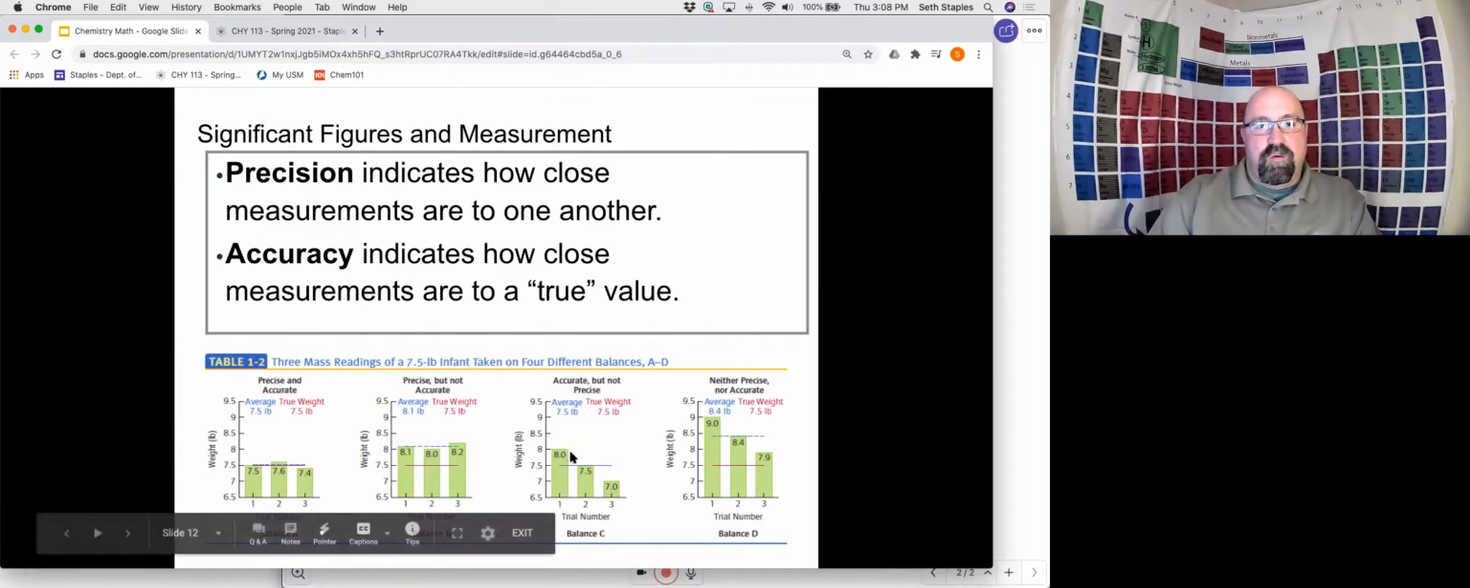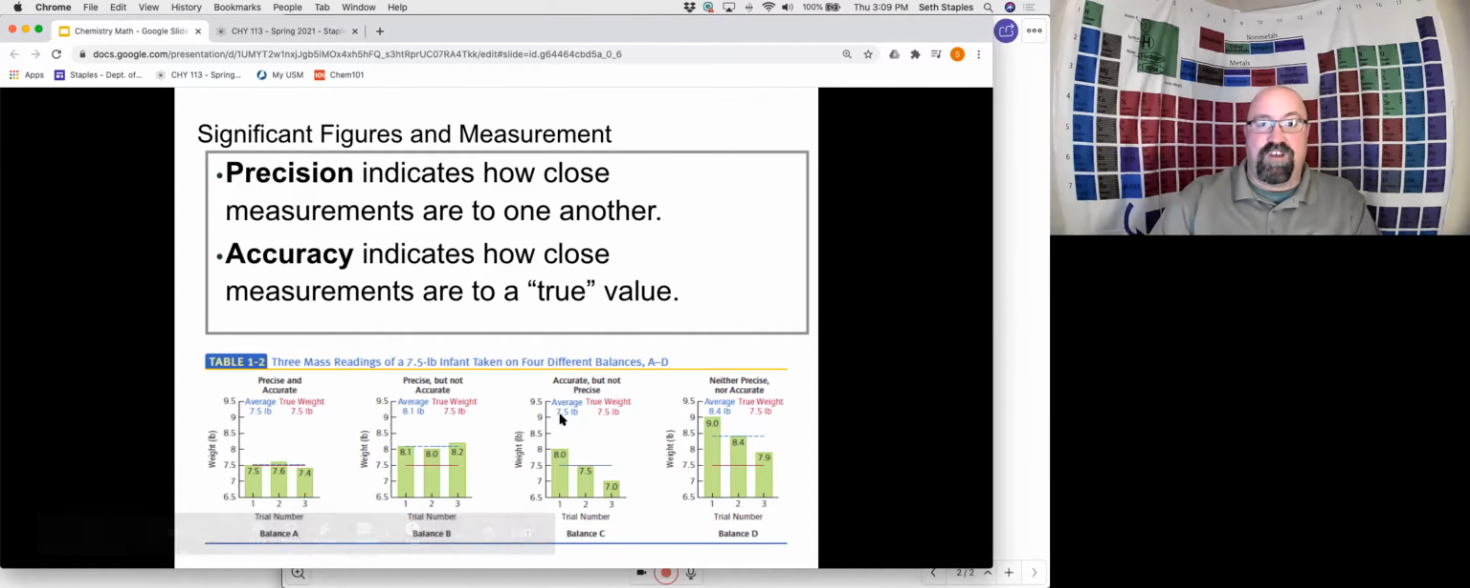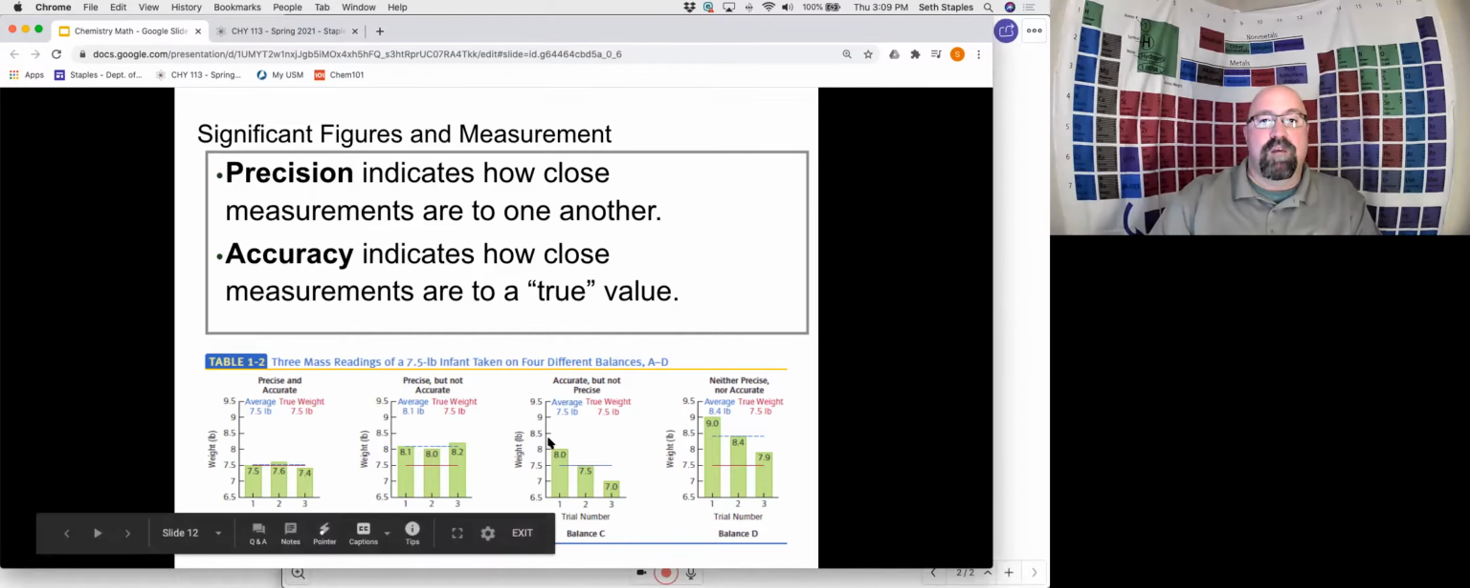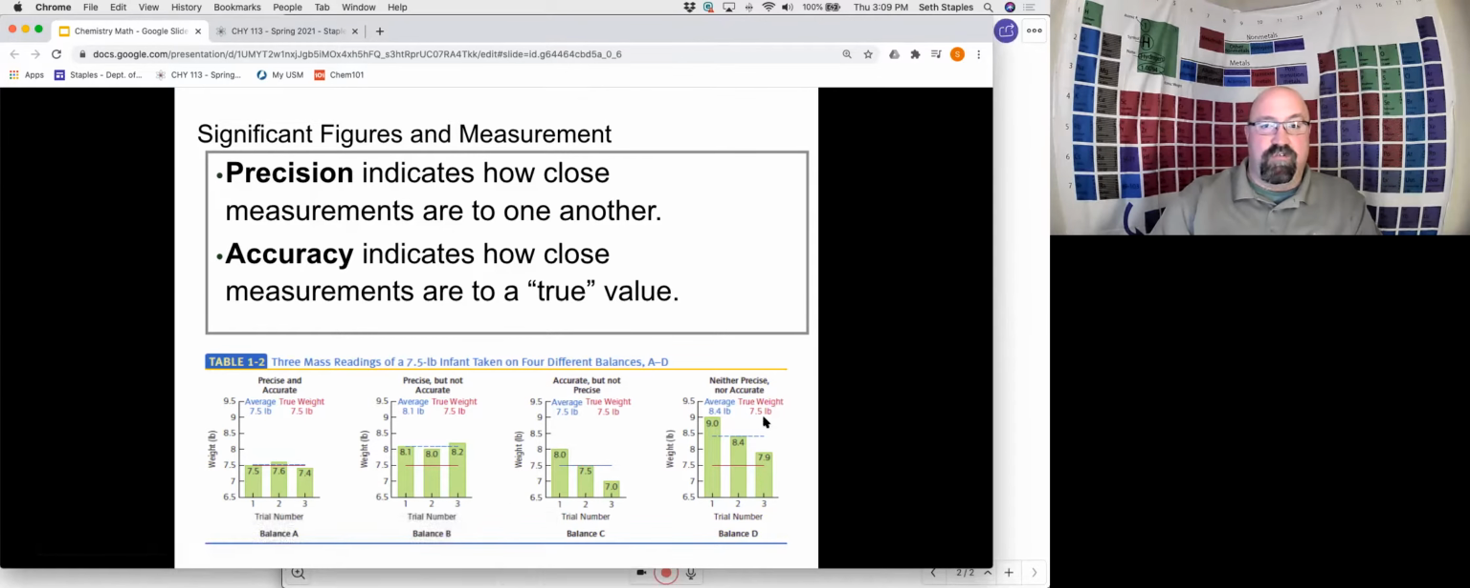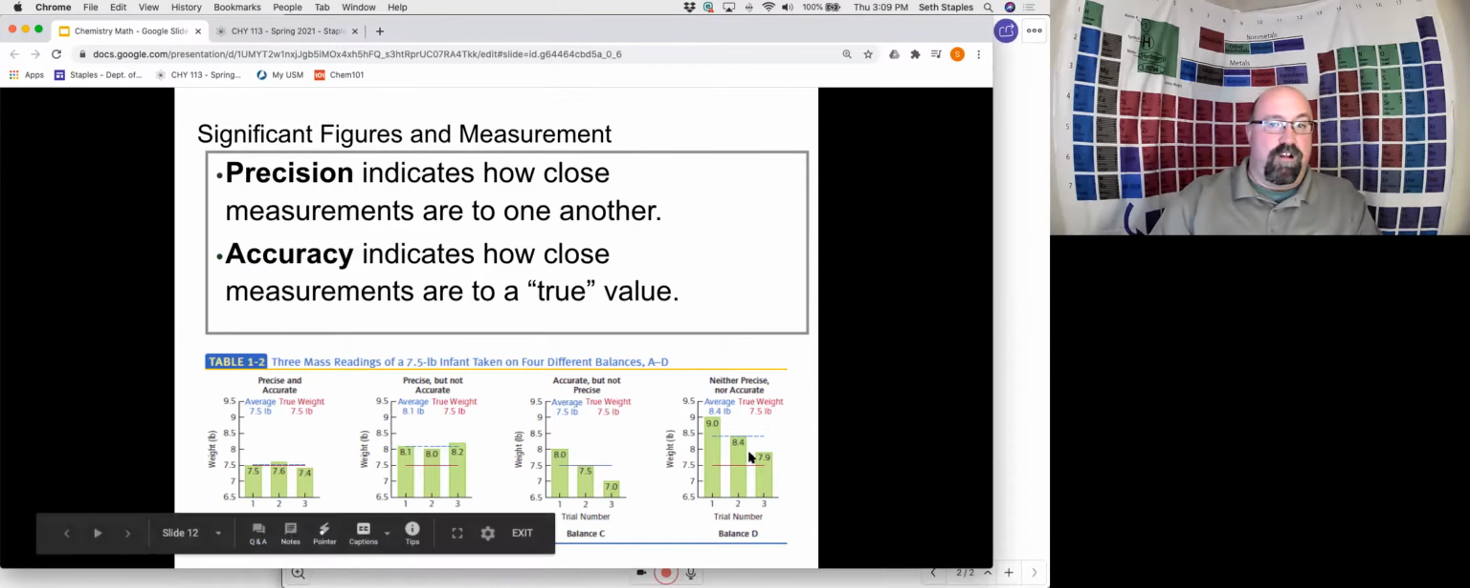Here, we have measurements that are sort of all over the place. So they're not precise, but they average out pretty close, or right on, actually. They average out very accurate, but the measurements are all over the place and not precise. Here, we have a set of measurements that is neither precise nor accurate. The average isn't close to the true average, and the measurements are all over the place.